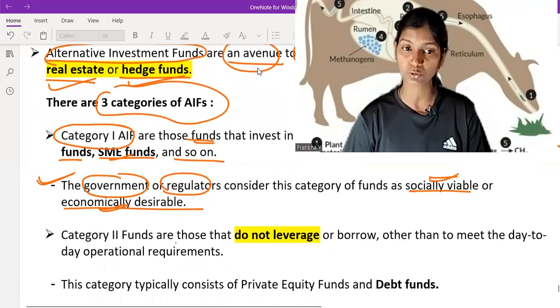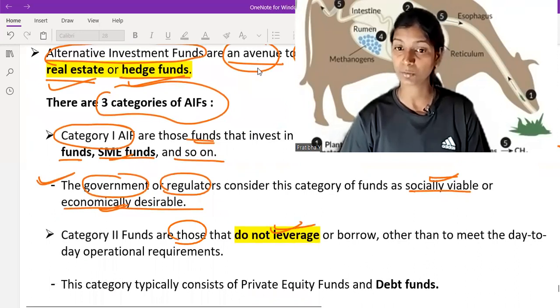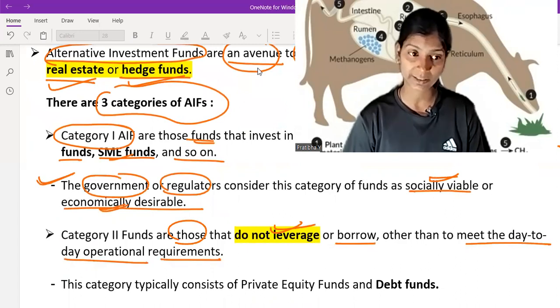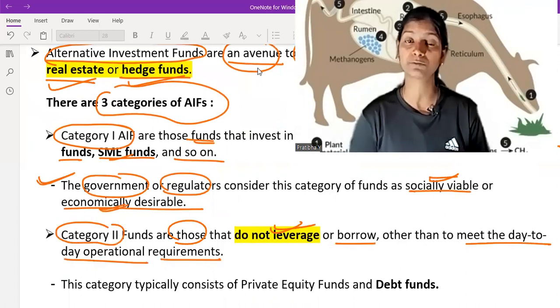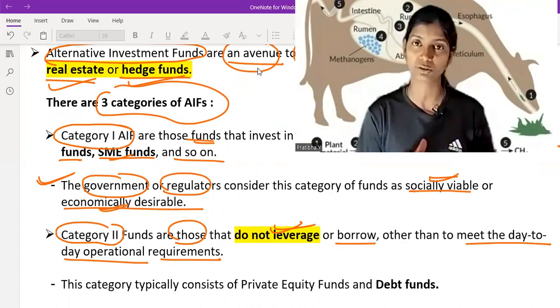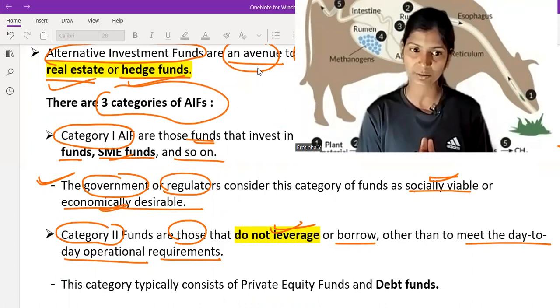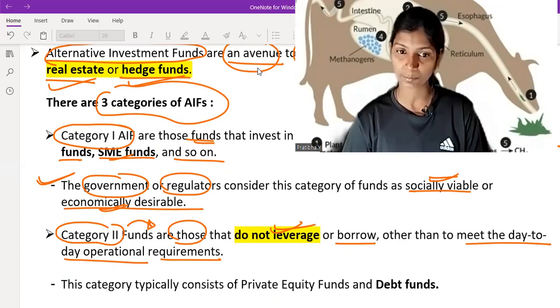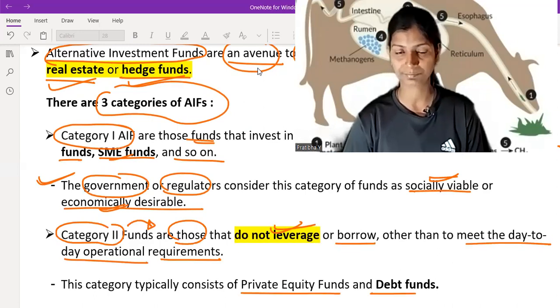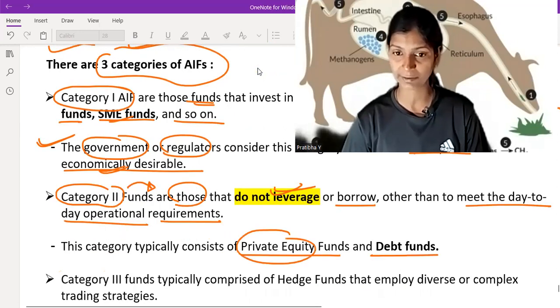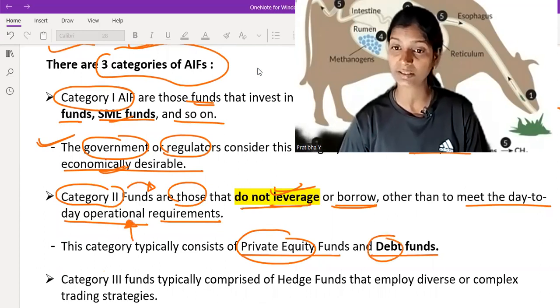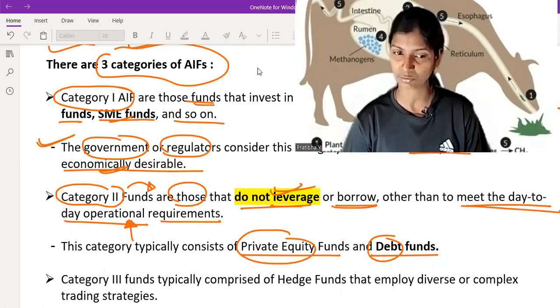Category 2 funds are those that do not leverage or borrow other than to meet day-to-day operational requirements. So the second category of fund only borrows money for conducting their day-to-day activity, not beyond that. This category typically consists of private equity funds and debt funds, which fall into the second category of AIF.